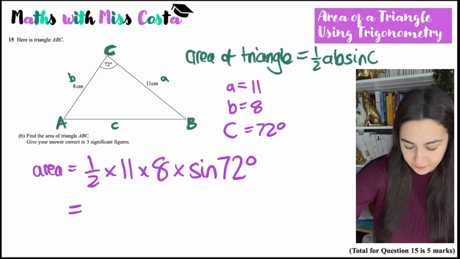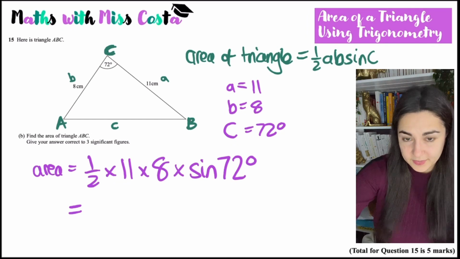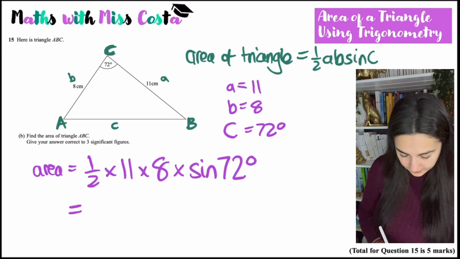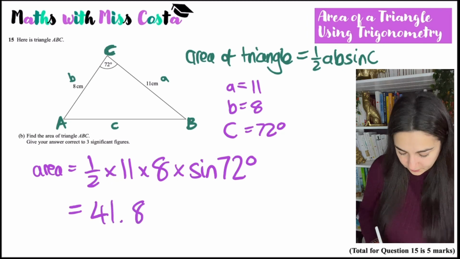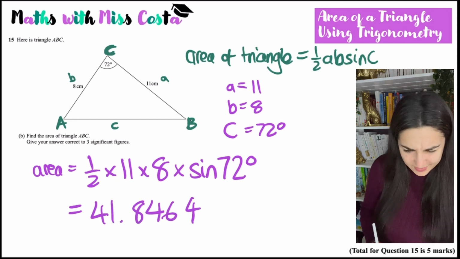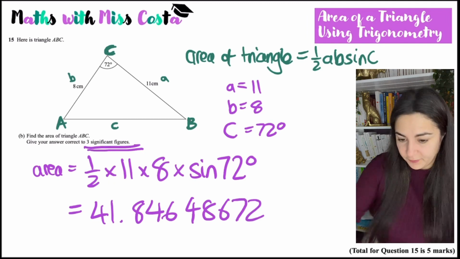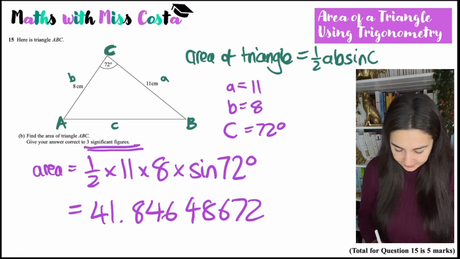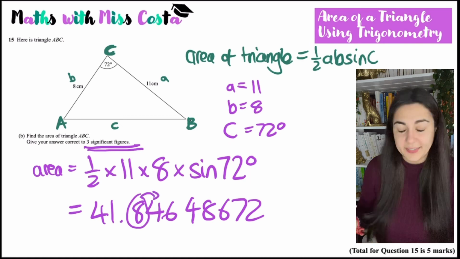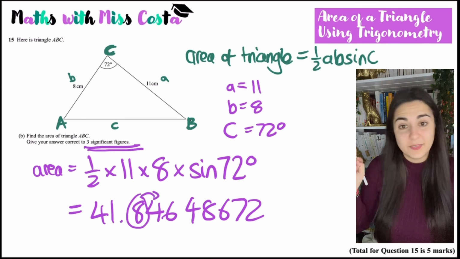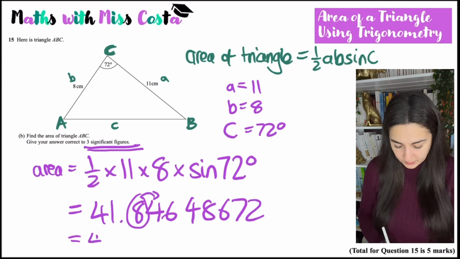You literally just plug that into your calculator. So 0.5 times 11 times 8 times sine 72 is 41.84648672. But once again, you're asked for 3 significant figures. So your third significant figure is here. Look next door. It's less than 4, so you just ignore it, leave it, and that would be 41.8.